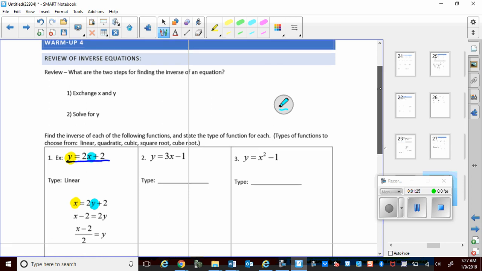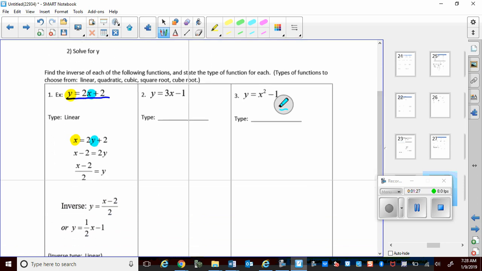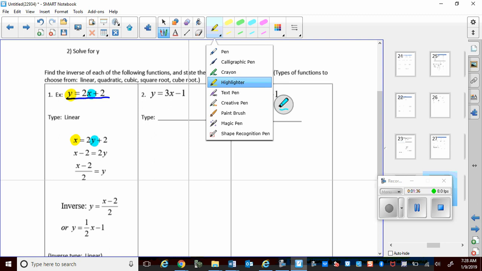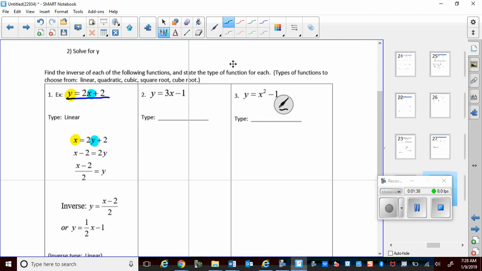We're going to just do the 2 steps here. We're first going to describe the type of equation that we have. This is y equals 3x minus 1. The x is to the 1 power. So this is a linear equation. Secondly, we exchange the x and y.